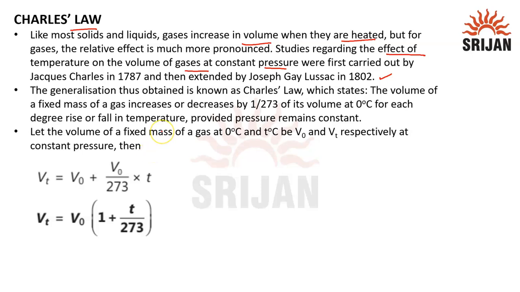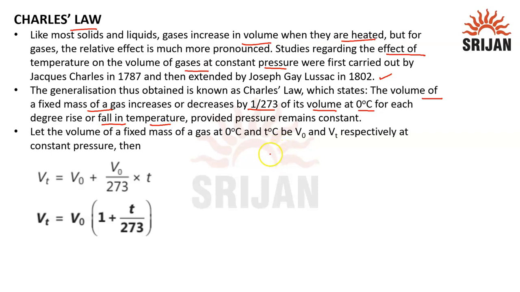The generalization that was obtained from those studies is known as Charles' law, which states that the volume of a fixed mass of a gas increases or decreases by 1 by 273 of its volume at 0 degrees Celsius for each degree rise or fall in temperature, provided pressure remains constant.